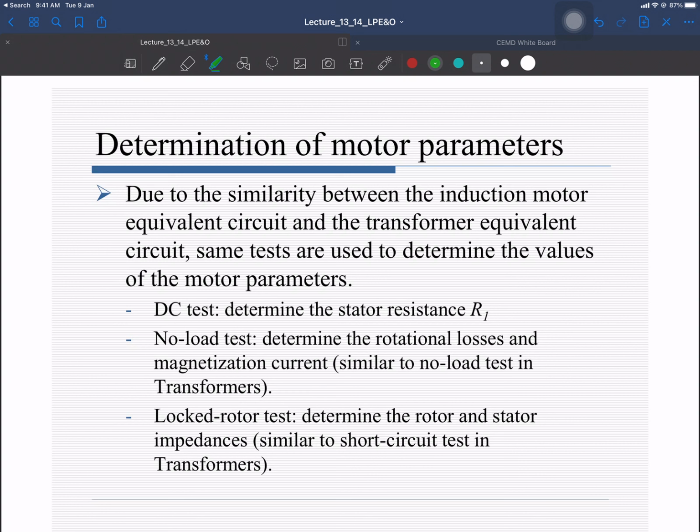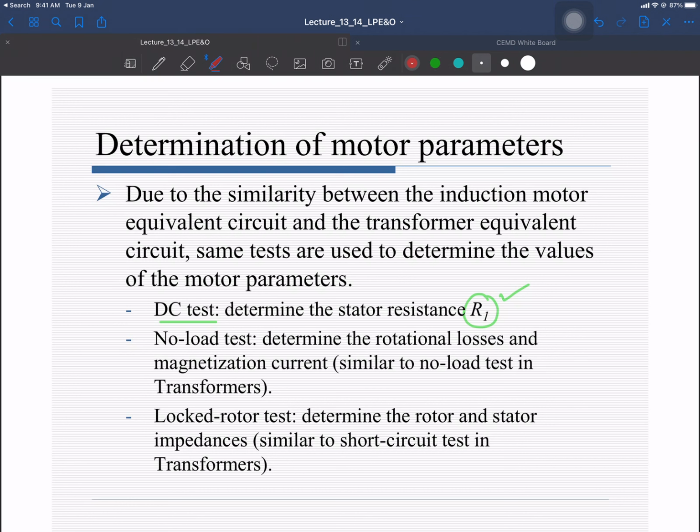And the DC test is also used to determine the winding resistance. So three tests are performed for the determination of the induction motor parameters. The first one is the DC test, and with the help of this we determine the stator resistance R1, and then we perform the no load test.